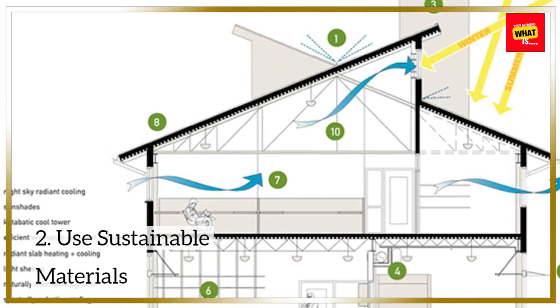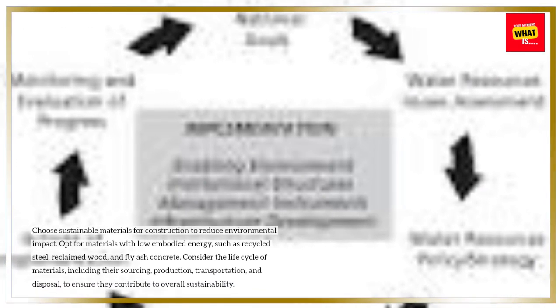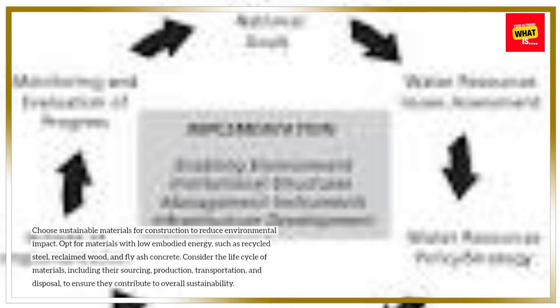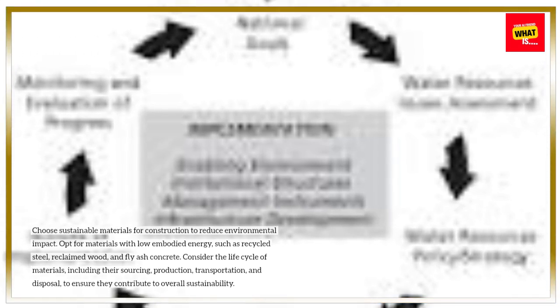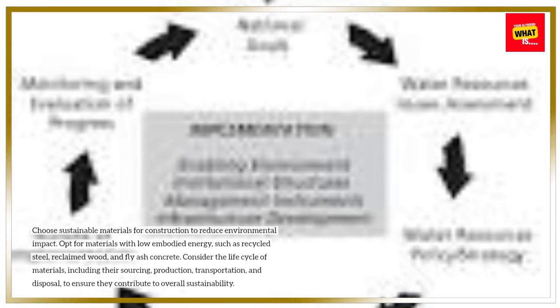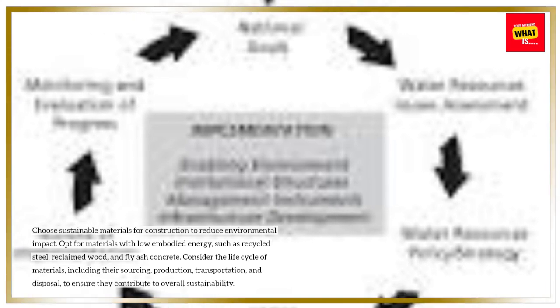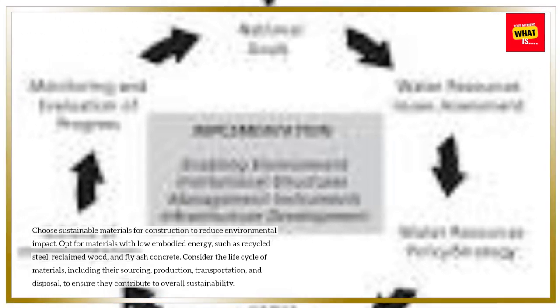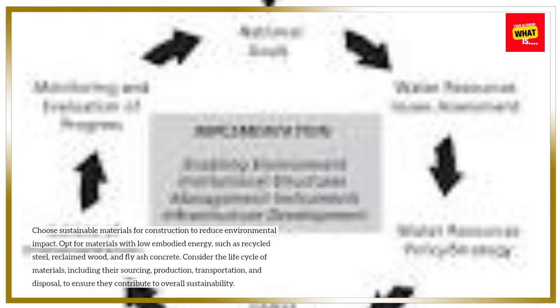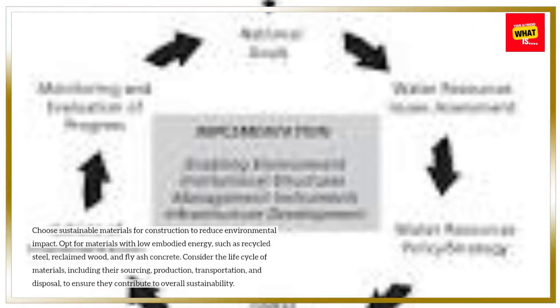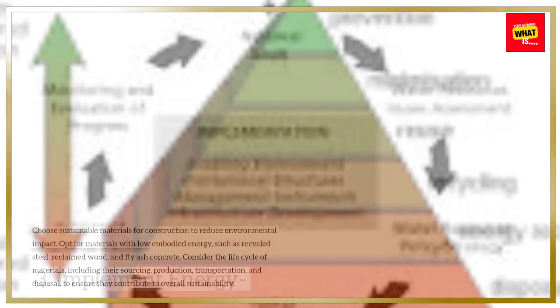2. Use sustainable materials. Choose sustainable materials for construction to reduce environmental impact. Opt for materials with low embodied energy, such as recycled steel, reclaimed wood, and fly ash concrete. Consider the life cycle of materials, including their sourcing, production, transportation, and disposal, to ensure they contribute to overall sustainability.